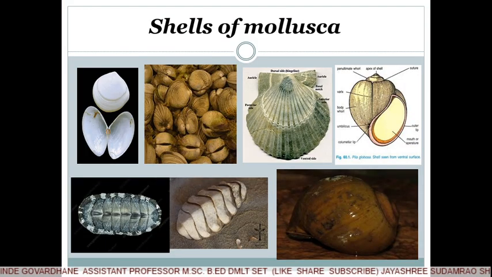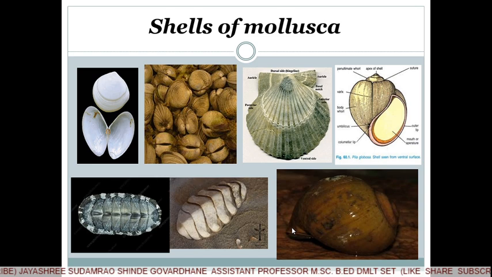Body of Pila. See in this figure, here you can see the shell of Pila globosa. Here it is the diagram, the picture of Pila. See, the body of Pila is soft and covered by a shell. This is the foot part. Body of Pila is soft, as we know the characters of phylum Mollusca. It is the phylum of soft-bodied animals.